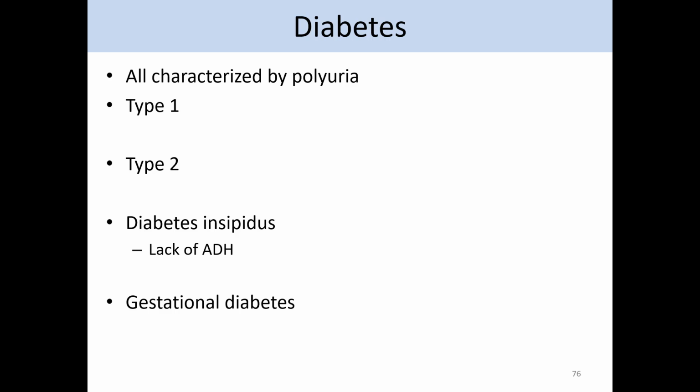Diabetes insipidus is pretty rare, and this is caused by a lack of antidiuretic hormone. Without the antidiuretic hormone, we have essentially a diuretic situation in the body, and diuretics, of course, make you go pee, which means polyuria. Gestational diabetes is something that occurs during pregnancy in some individuals, and it's kind of similar to type 2 diabetes in a way. It goes away, though, after the baby is born.